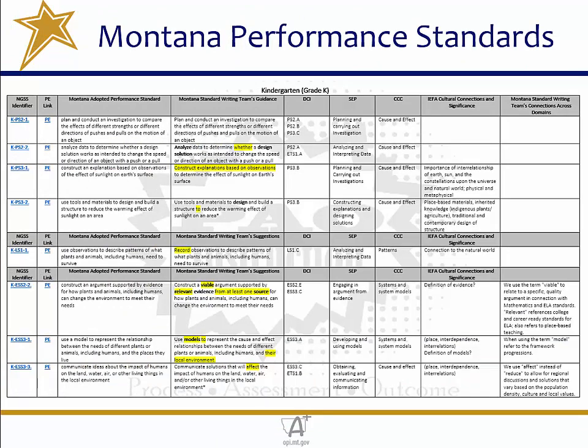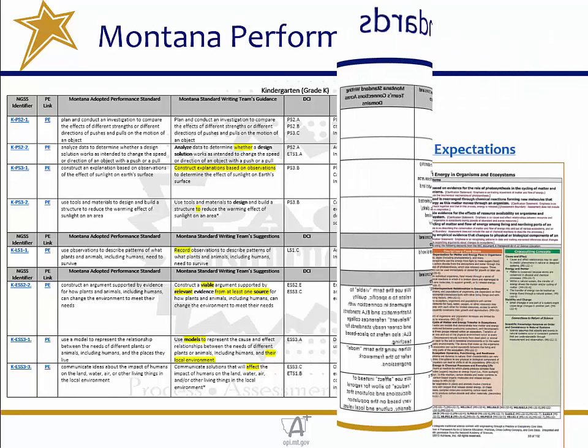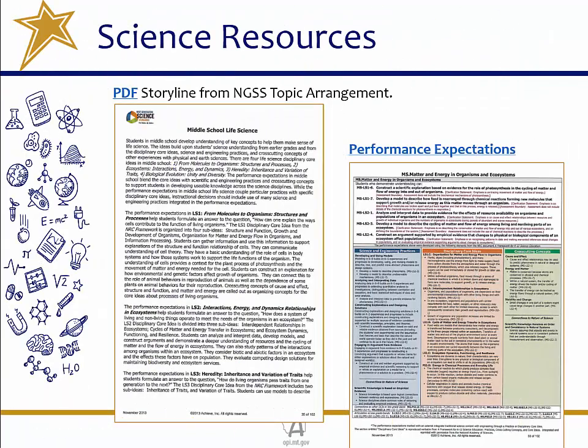If you follow these 2 links in the first 2 columns, you can navigate to the NGSS topic arrangement or directly to the NGSS performance expectation. This document also provides you with an identifier, knowledge of what standards Montana adopted, and guidance from the Montana Science Writing Team. Another support with this document is that by selecting the performance expectation link, you can easily navigate to the evidence statements. These 2 resources are the storyline and the NGSS performance expectations by topic.